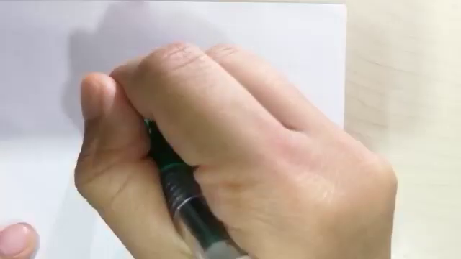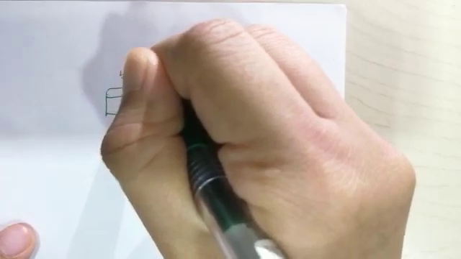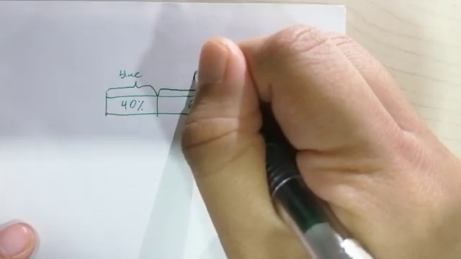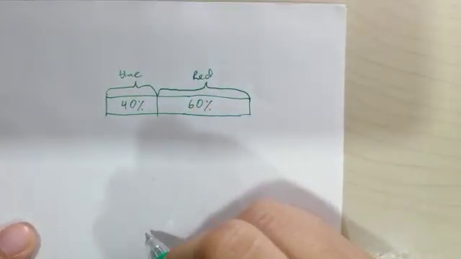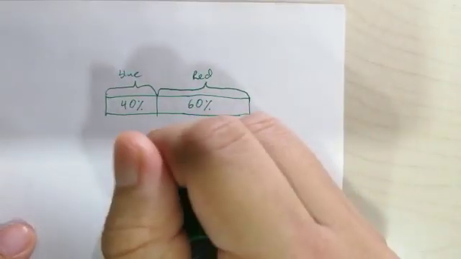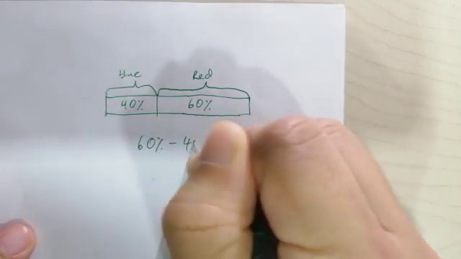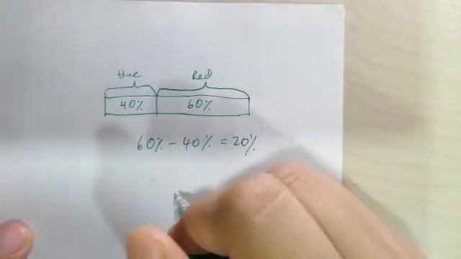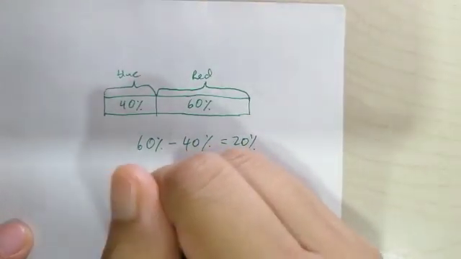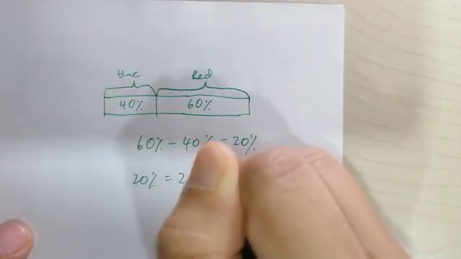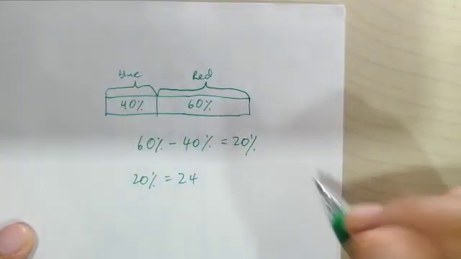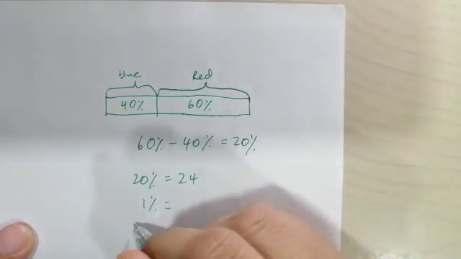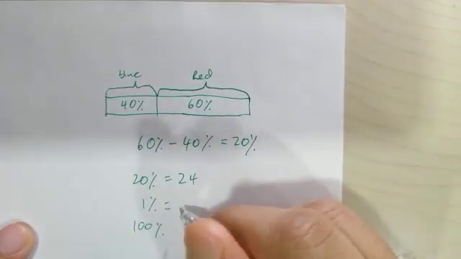So, this is blue. And this is red. So, there are 24 more red pens. So, 60% minus 40% is equivalent to 20%. And 20% are 24. What's the question? They're asking for how many pens are there altogether. And altogether there are 100%. So find 1% first. Then you can find 100%. Alright?